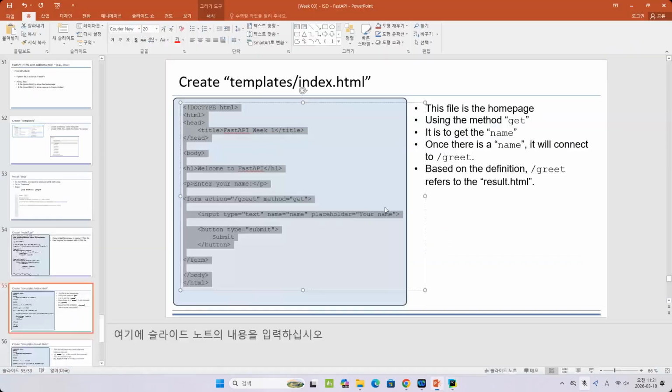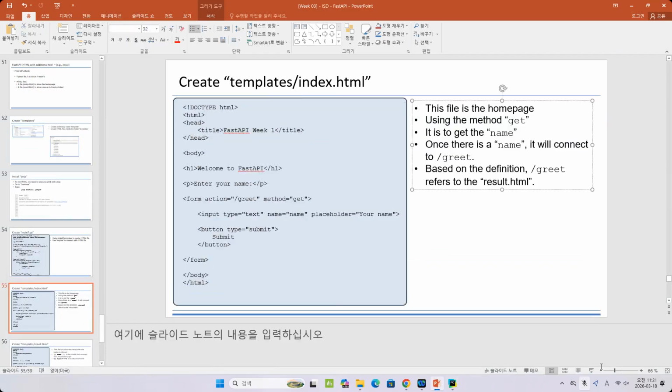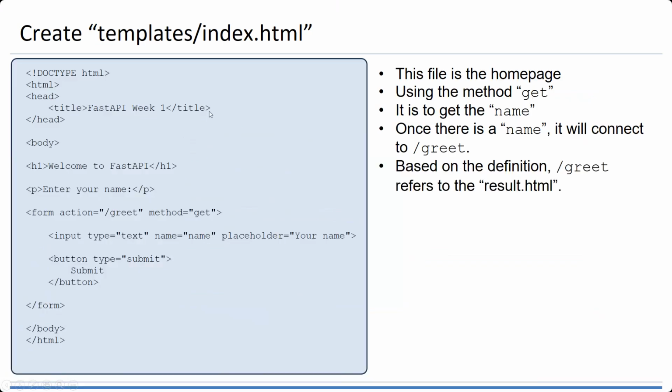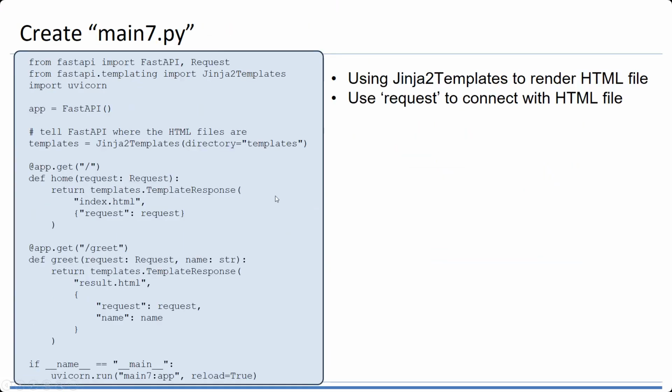This is the index.html. So this file is the home page. Using the method get, it is to get the name, and once there is a name, it will connect to the link grid. And based on the definition, grid refers to the result.html. So this is based on this one. If you click grid, then you will go to result.html.